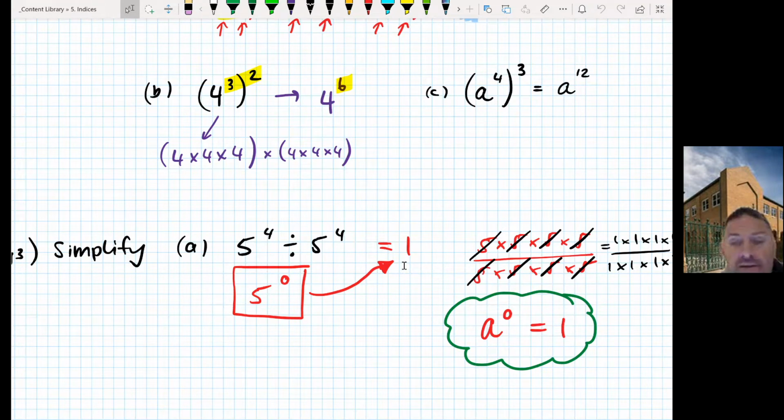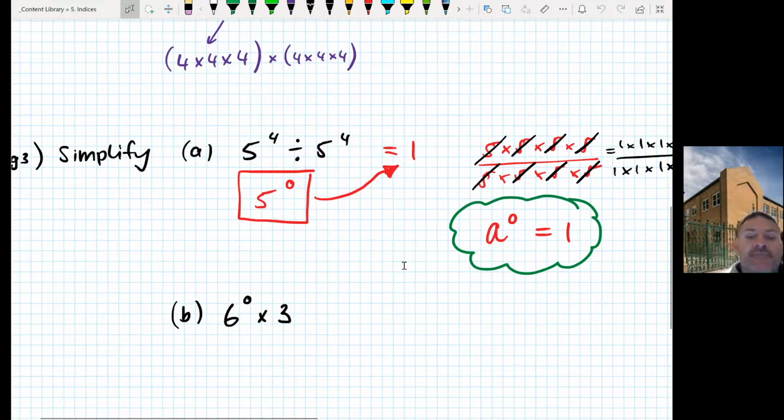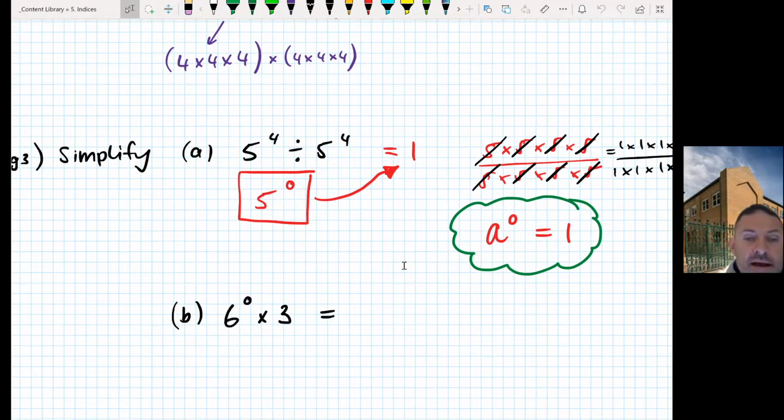Now, with algebra, we can make that a bit more challenging, which I'll show you very shortly. But certainly, we can get questions like this: 6 to the power of 0 times 3, and it will say to simplify. Well, 6 to the power of 0 can be replaced with a 1, and 1 times 3 equals 3. There's my answer.